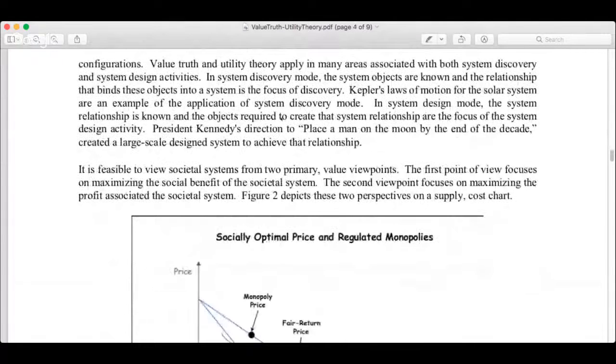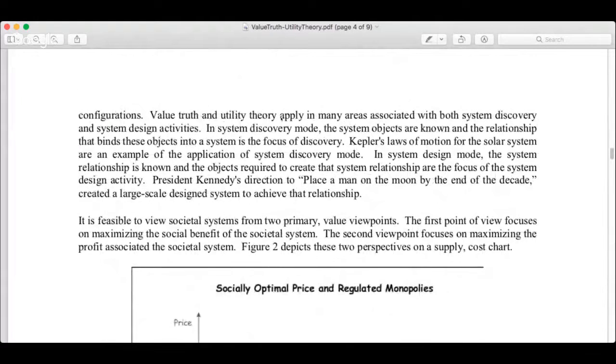Now, one of the things we put in as an example here is Kepler discovering the relationship that precisely described the laws of motion for our solar system. That's the discovery mode. And then Kennedy's direction to place a man on the moon by the end of the decade created a large-scale design system to achieve that. So we start to articulate the differences in the behaviors and motivations for these different approaches.